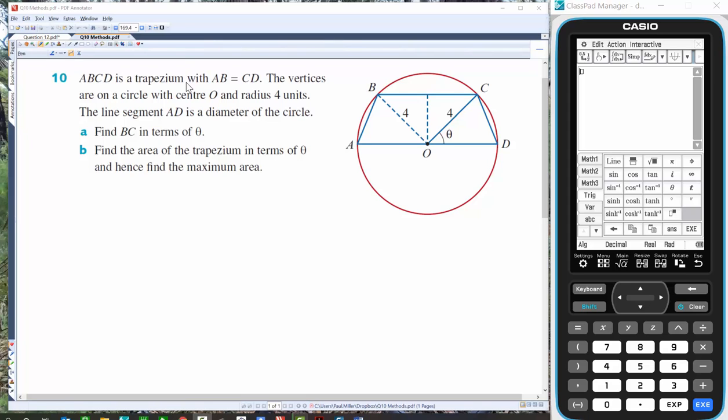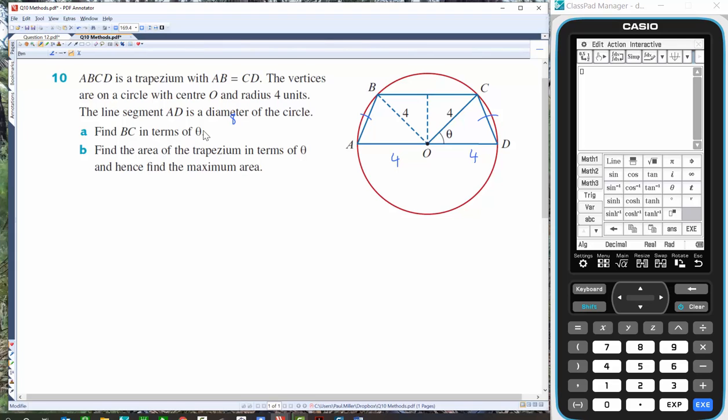Another tough circular maximizing question. So let's have a look at this one. ABCD is a trapezium with AB equal to CD. So that means that this is the same as that, which I think is called an isosceles trapezium. The vertices are on a circle with center O, radius 4 units. So line segment AD is the diameter, which we'll note down is 8.